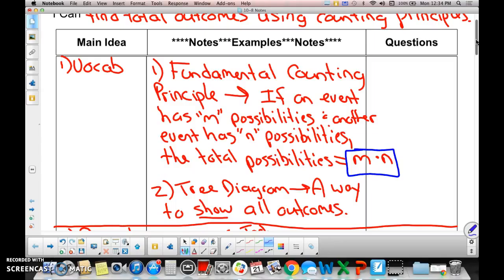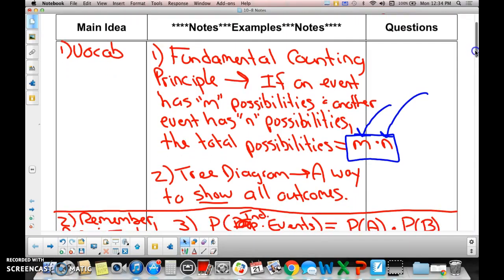The easiest way, Chris. What's M represent? The easiest way would be M times N, and M represents what? Possibilities of the first event, and N represents possibilities of the second event. And then if there's more than 2 events, would you just keep multiplying? Yeah, it does not have to stop just at 2 events.